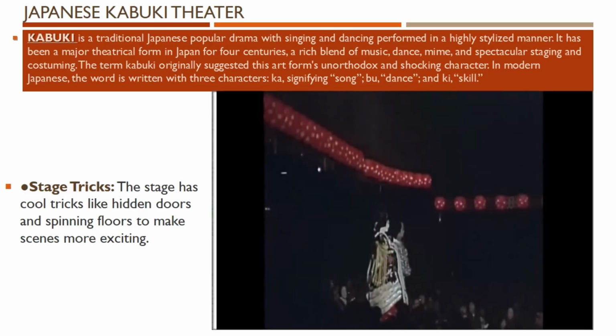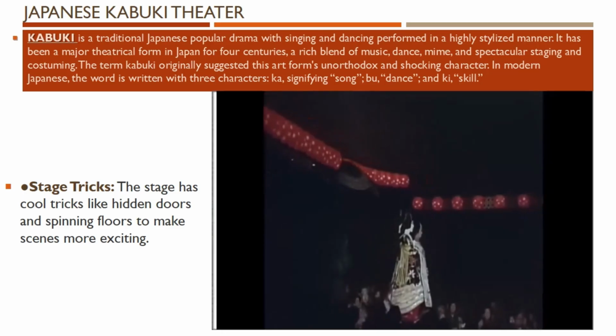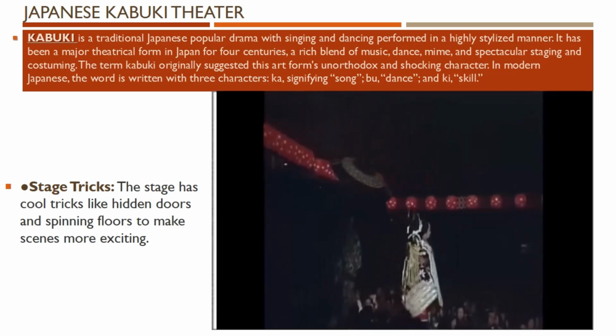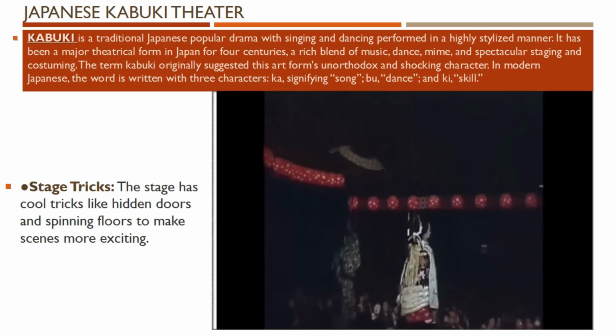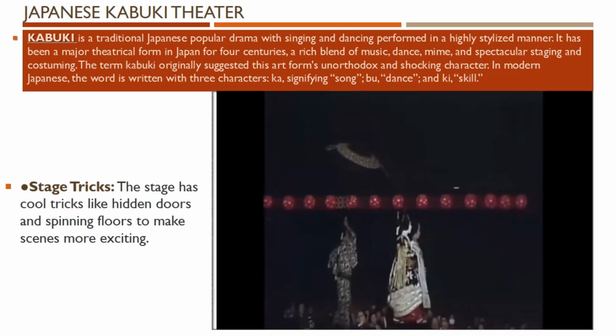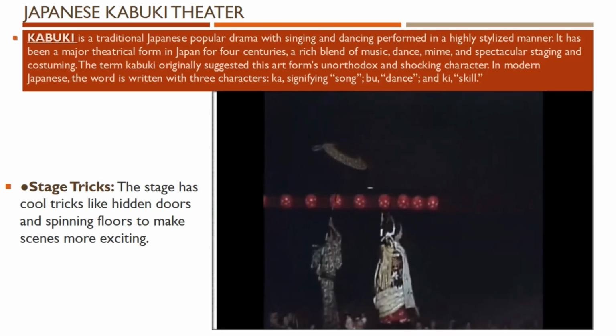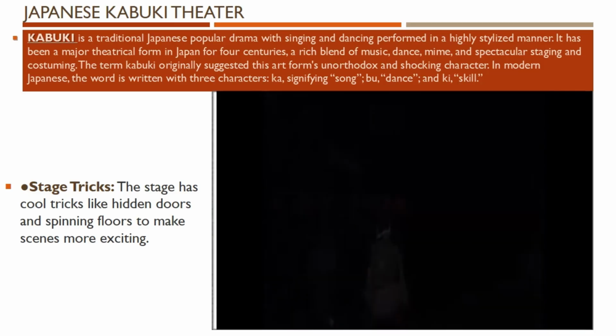The kabuki stage is equipped with several devices, such as revolving stages and trapdoors, through which the actors may appear and disappear. Another speciality of the kabuki stage is a footbridge, hanamichi, that extends into the audience.